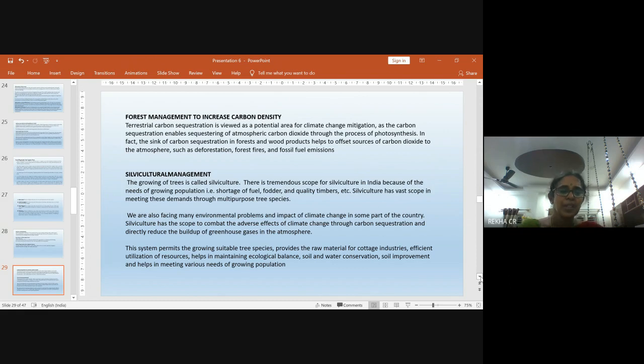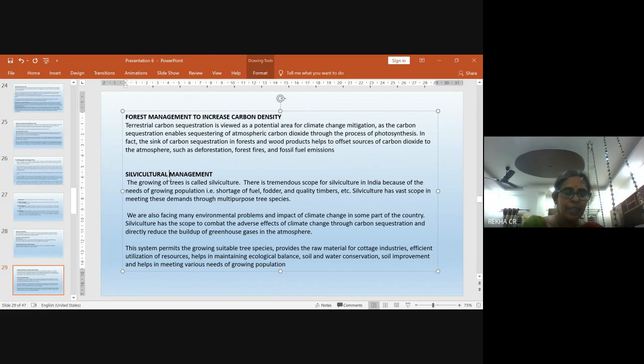So next one is silvicultural management. What is silvicultural management? Silviculture means the growing of trees. There is a tremendous scope for silviculture in India because of the need of the growing population, that is, shortage of fuel, fodder and quality timbers, etc. Silviculture has a vast scope in meeting these demands through multipurpose tree species.